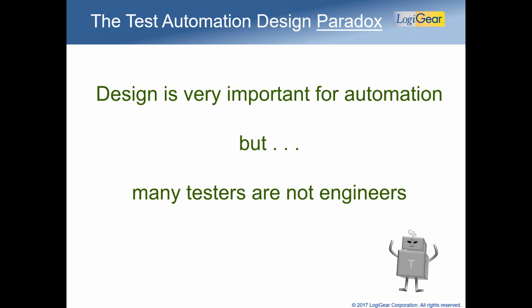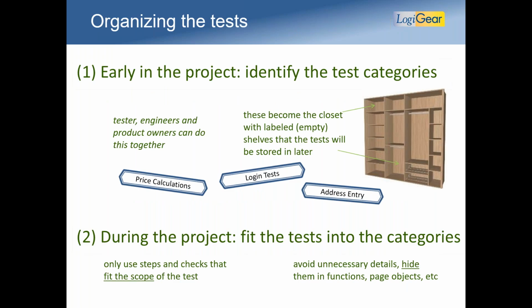So that means that the design of the test is very important for the automation. However, the average tester is not necessarily an engineer. So how to do that? Especially when the testers are not technical, like domain experts, business analysts, people like that. Many of you might be like that. They either have no programming experience, or even if they do, they don't really care for it much. So what you do is you pre-structure your test. I like to compare that with a closet with shelves, or, for example, a table of contents of a book.